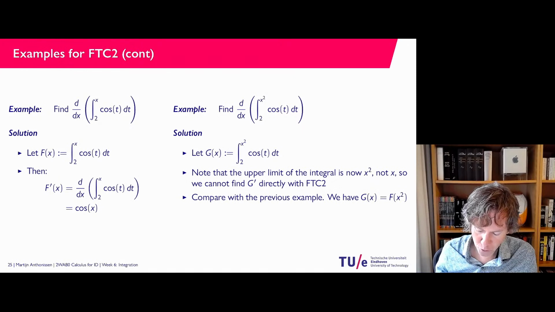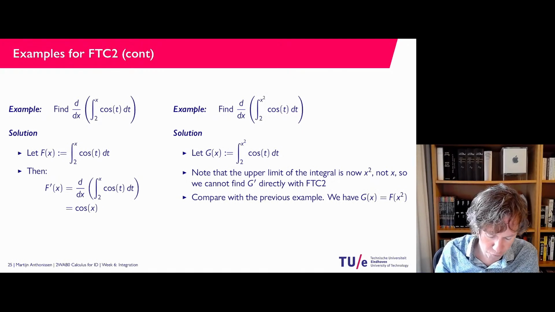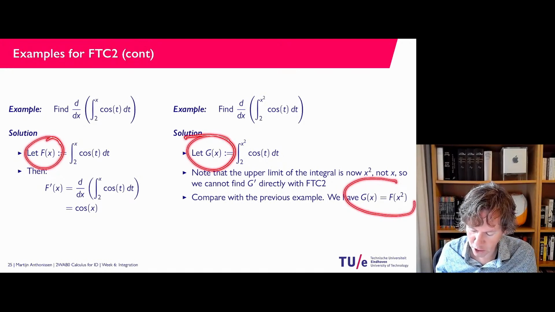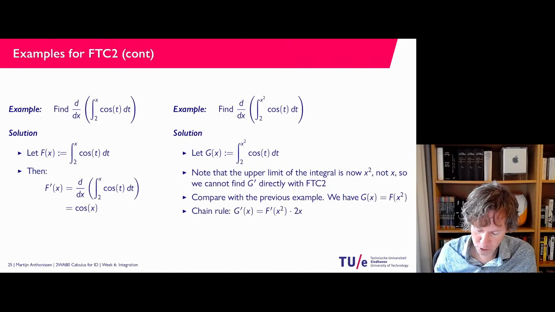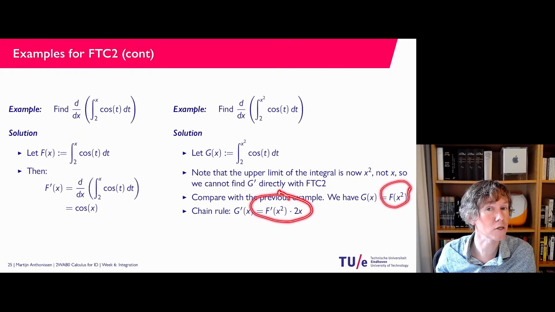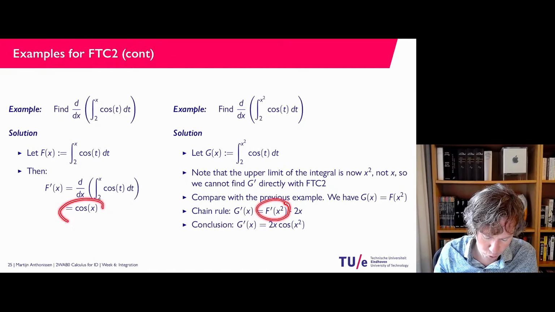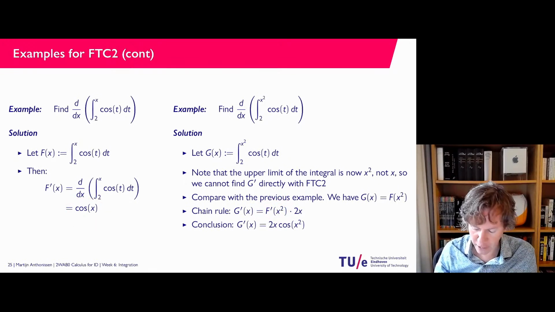Now, if you compare the two examples, particularly if you compare this f(x) to this g(x), then you see that g(x) is f of x squared. So that means that if I need to differentiate, I can also differentiate what it says here. And if I differentiate what it says here, I find f prime at x squared, and then with the chain rule an additional 2x. And then I plug in f prime of x squared, that's cosine x squared. And then I'm done. Then I have found the primitive.